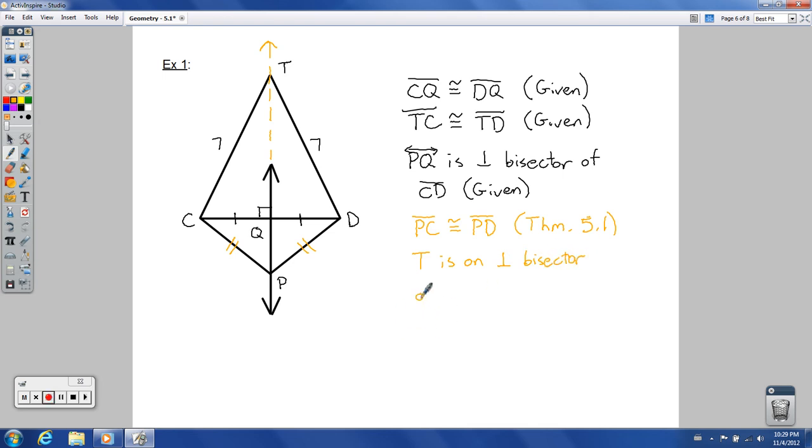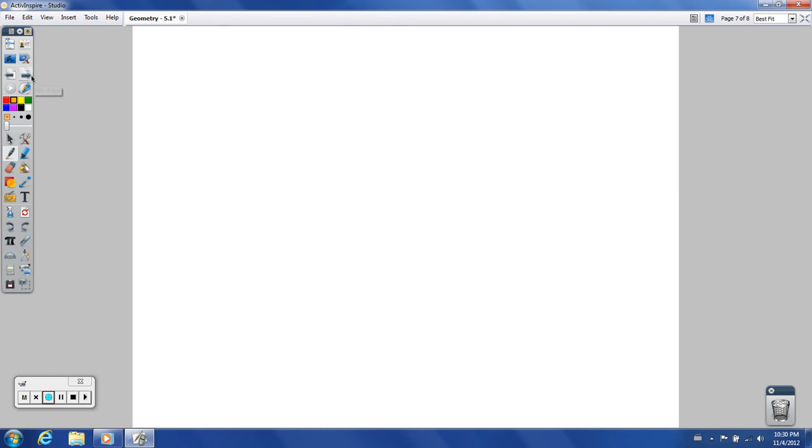So I would say T is on the perpendicular bisector of segment CD. All that going in your different color, pen, colored pencil, whatever you got with you, but not in the same color you're using to do the rest of the notes. So T is on the perpendicular bisector of segment CD. That has to be true as well. With the colors, it makes it a lot more clear as to what was there to start and what we added.